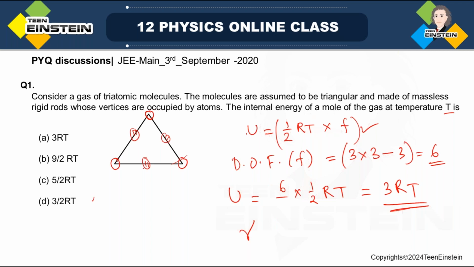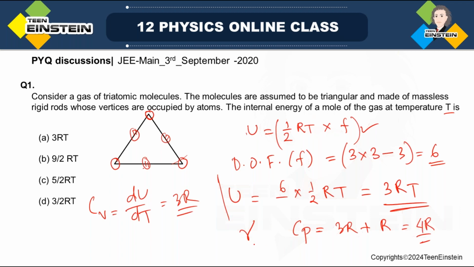Once you get U, you will be able to get Cv by taking dU/dT. So you'll get 3R. Once you get Cv, you can find out Cp. Cp minus Cv is equal to R. So Cp will be 3R plus R, which will be 4R, and you have to find out gamma. Gamma is Cp by Cv. So what will be the value? Cp by Cv is 4 by 3. So gamma will be around 1.33.